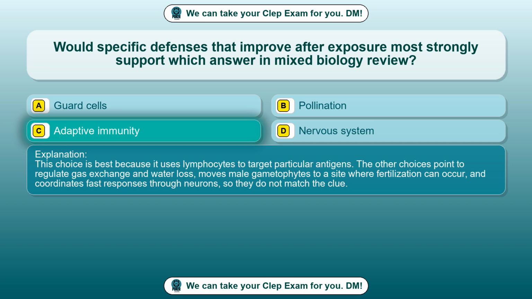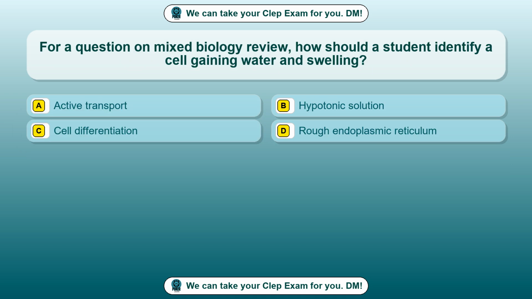The other choices point to regulate gas exchange and water loss, moves male gametophytes to a site where fertilization can occur, and coordinates fast responses through neurons, so they do not match the clue. Question 29. For a question on mixed biology review, how should a student identify a cell gaining water and swelling?